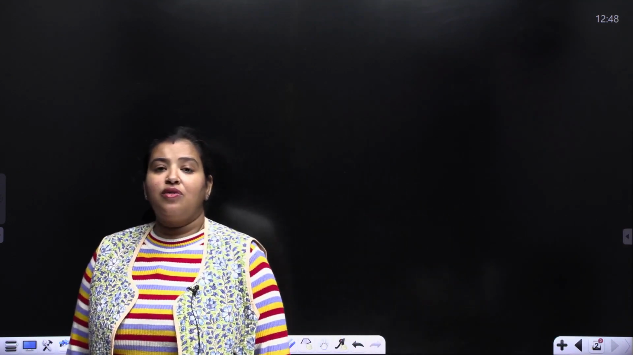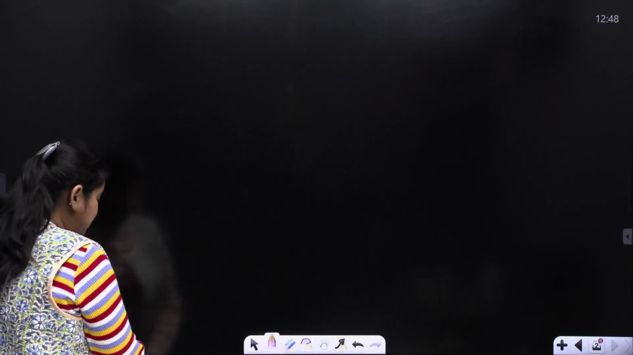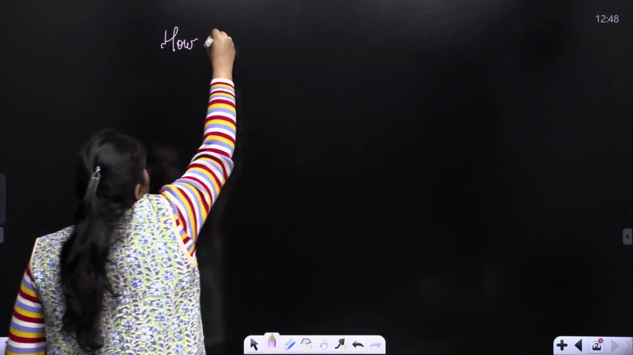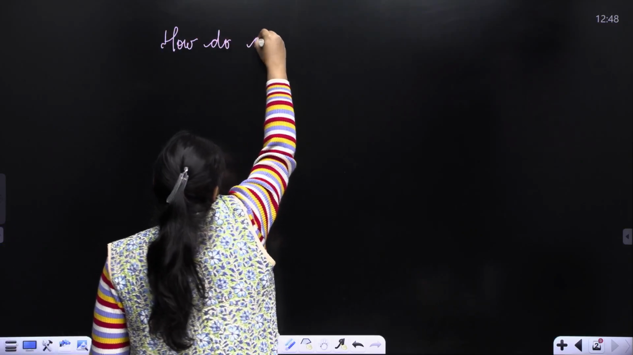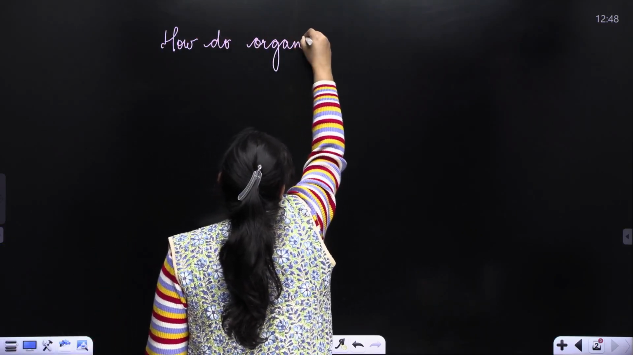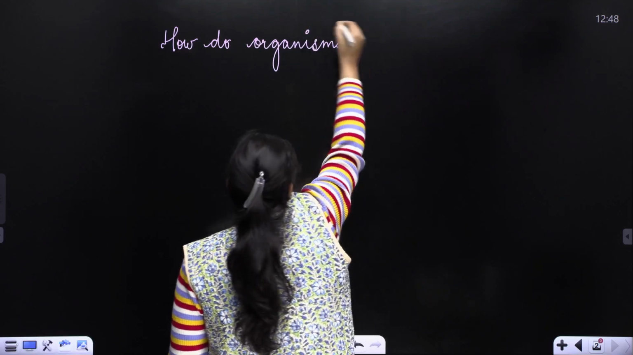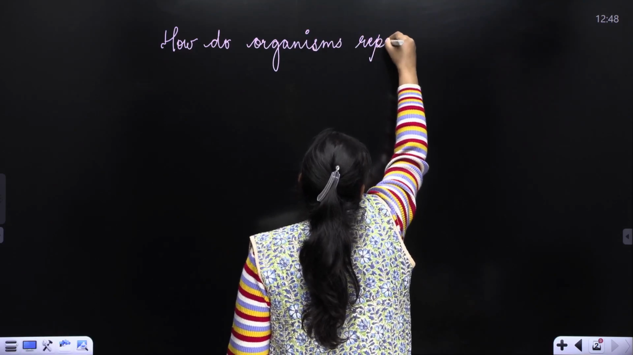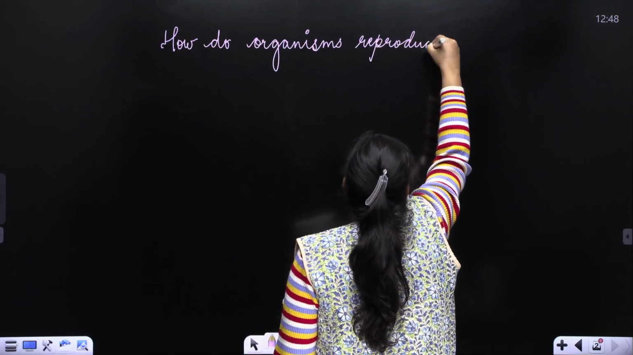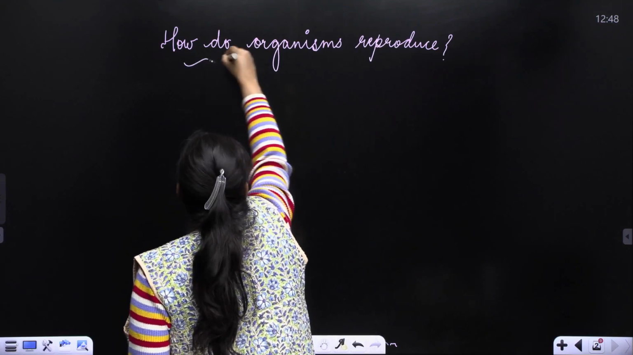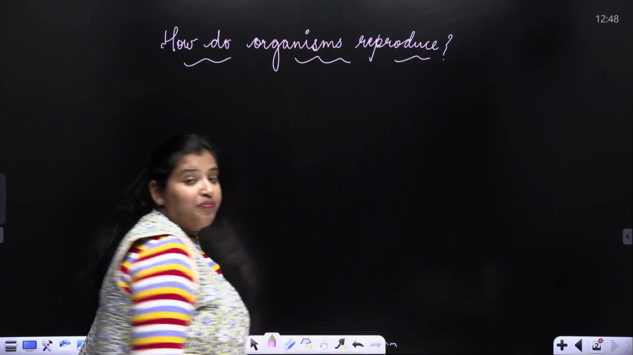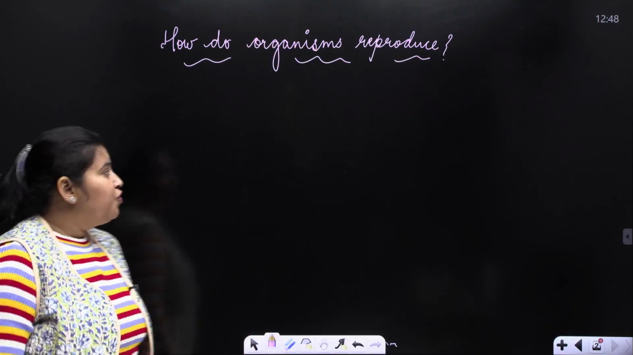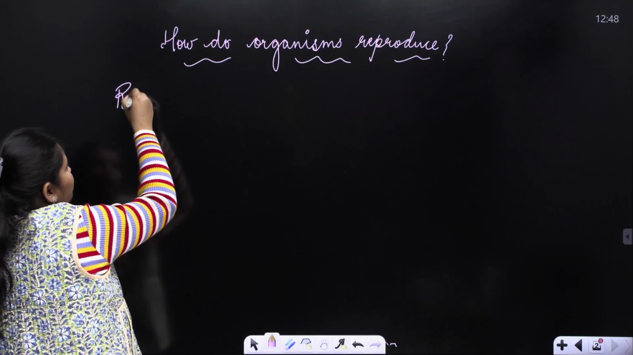Today we are going to start with a new chapter and the name is How Do Organisms Reproduce? You must have studied this part of the chapter in your lower classes. So, how do organisms reproduce? Yes. What is the meaning of this word reproduction? So, reproduction is basically a process.